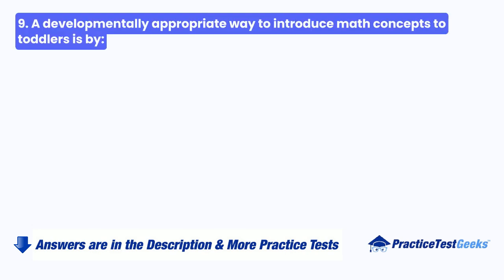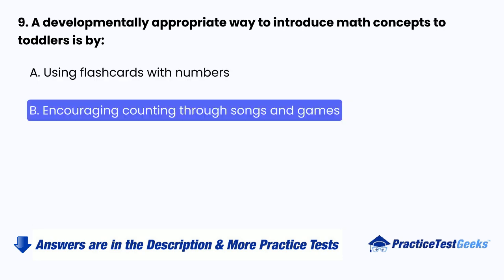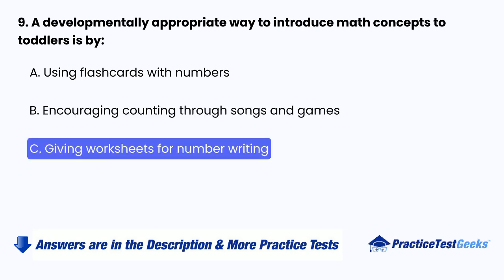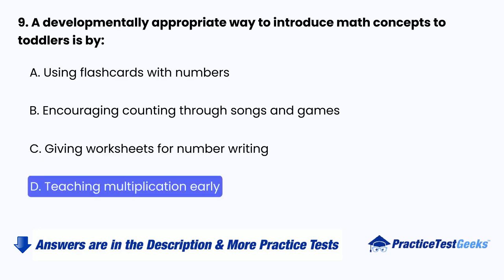9. A developmentally appropriate way to introduce math concepts to toddlers is by A. Using flashcards with numbers. B. Encouraging counting through songs and games. C. Giving worksheets for number writing. D. Teaching multiplication early.